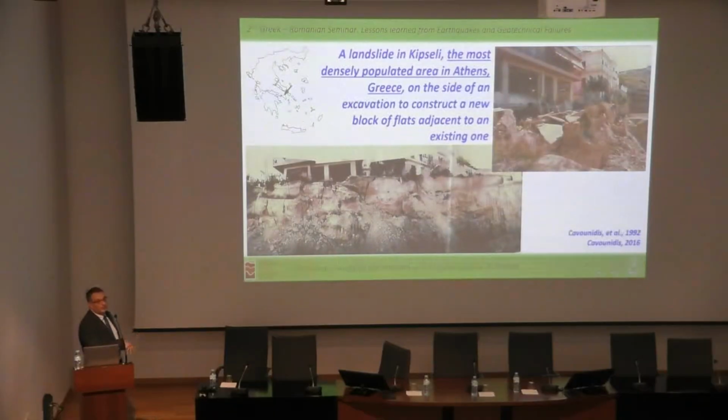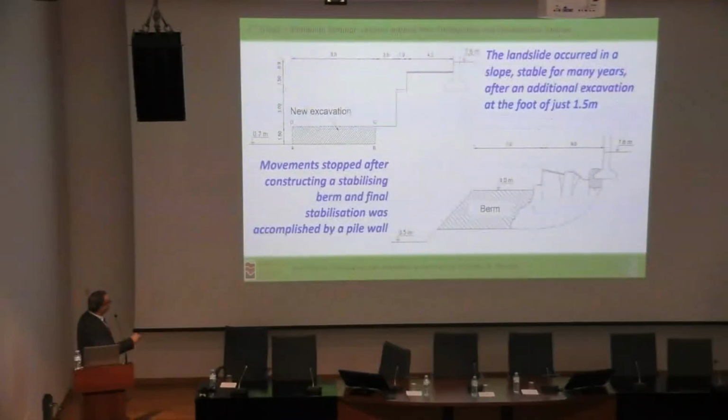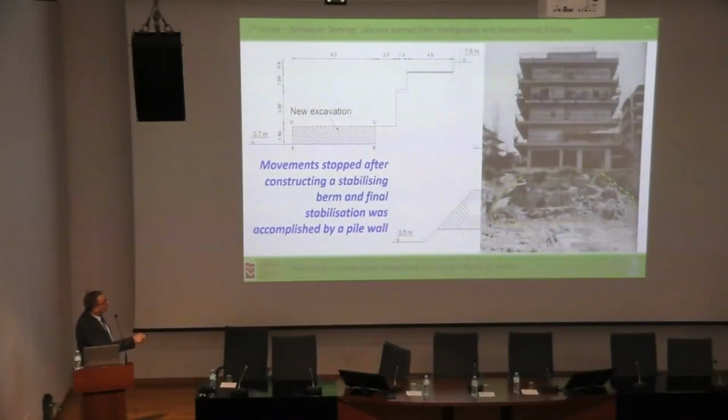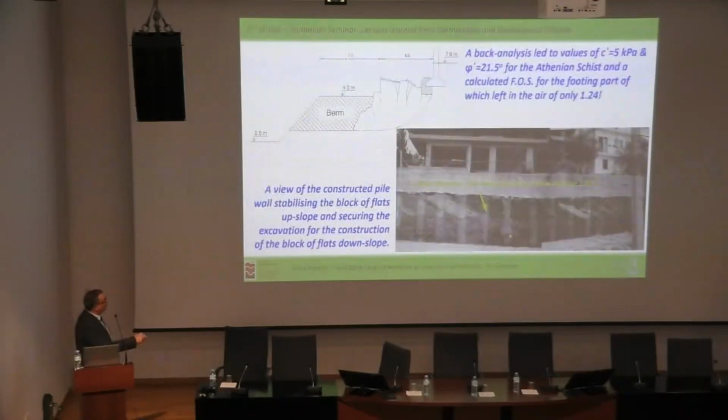And there was this plot where an excavation had been made in order to construct a new block of flats adjacent to an existing block of flats. And when the final part of the excavation, just another 1.5 meters, took place, a landslide occurred, a typical landslide with a scarp, with a toe, with a sliding surface, leaving a footing of the adjacent block of flats, here is the actual adjacent block of flats, with the landslide that took place right below it, with only a factor of safety of 1.24 for the footing.